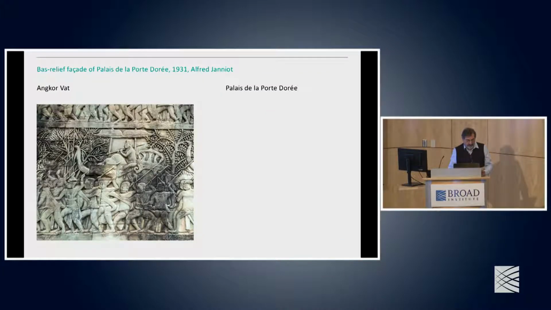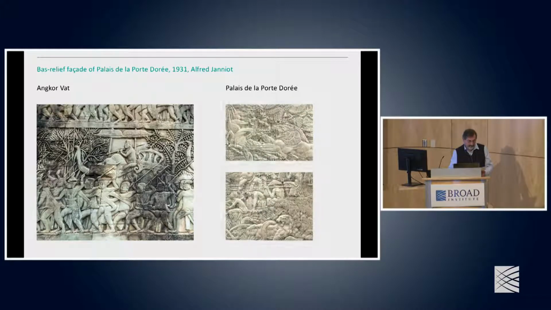Alfred Janniot designed the facade. His assignment was to represent the natural resources of what was then known as Greater France. He chose the shallow bas-relief style he saw on fragments of Angkor Wat, which were arriving from Cambodia in Paris. These are two pieces of the elaborate composition he created, combining images of plants and animals from the Museum of Natural History, photographs of people in local costume, and live models that came to Paris.